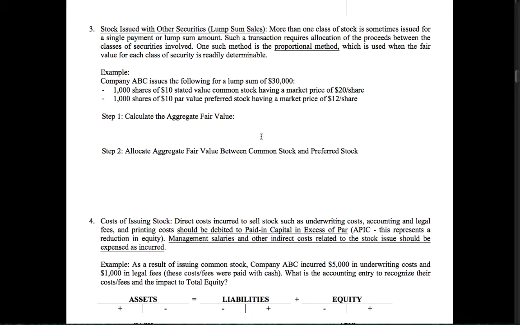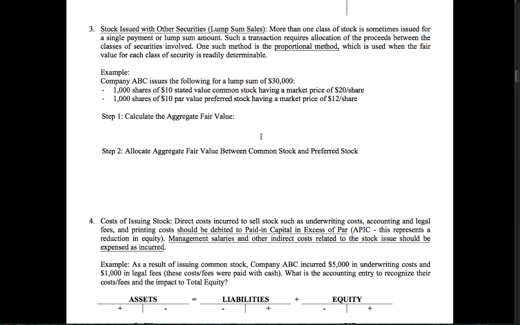Next, let's go to stock issued with other securities. So oftentimes you can have one class of stock be issued for a single payment or lump sum amount. In certain circumstances, a company may issue preferred stock and common stock and receive one lump sum for that issuance. Therefore, in order to know what balances need to be recorded to the common stock account and the preferred stock account, the proceeds received need to be allocated across the securities involved.